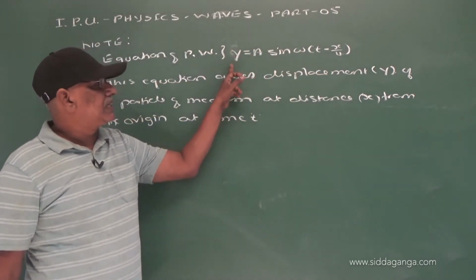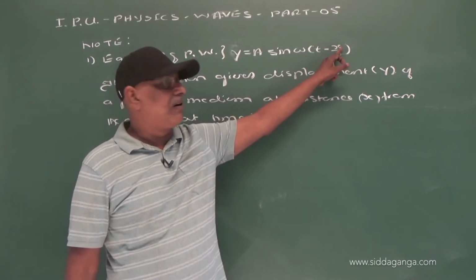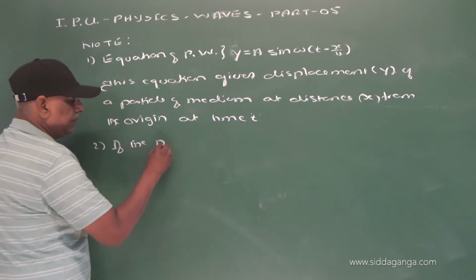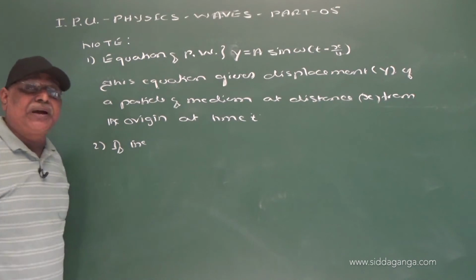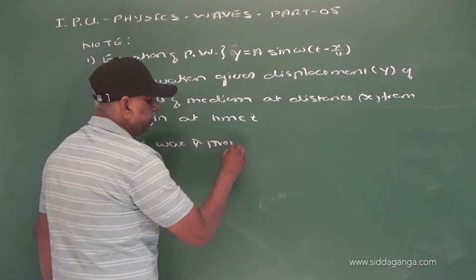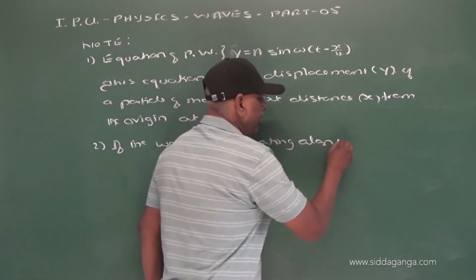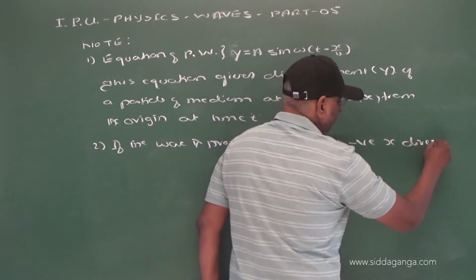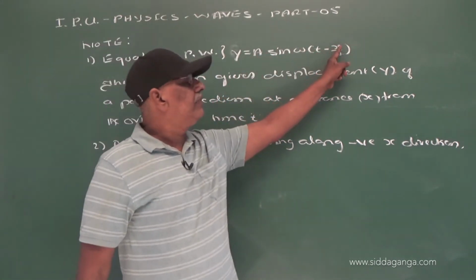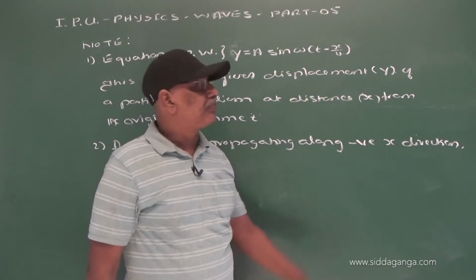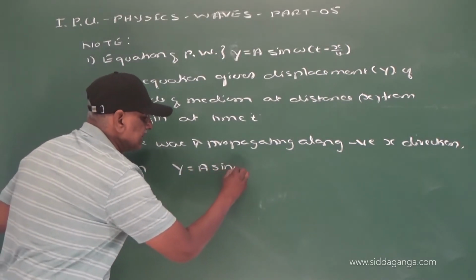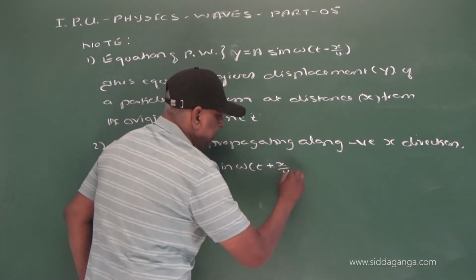This equation gives the displacement y of a particle at a distance x from the origin at any instant of time t. Suppose the wave is propagating along the negative x direction. Then in this equation the sign of x becomes negative, minus into minus becomes plus. Now the equation becomes y is equal to A sin omega into (t plus x by v).